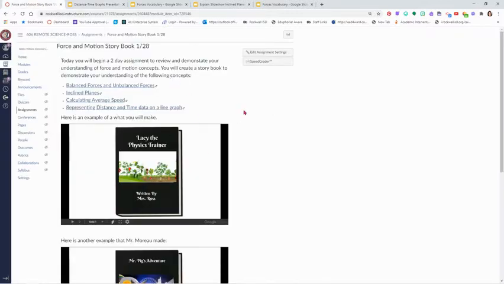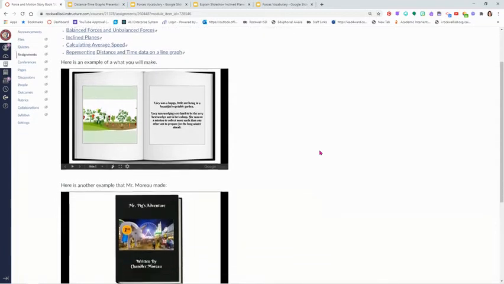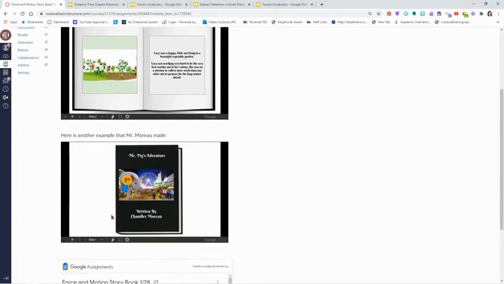Okay. So I also have my example, which I read to you yesterday, of the book that you can use as an example. And then my teaching partner in the classroom next door, he went ahead and wrote his own book too, the Mr. Pig Adventure, and it goes through all the requirements of your book. So he has his example that you could use as well.